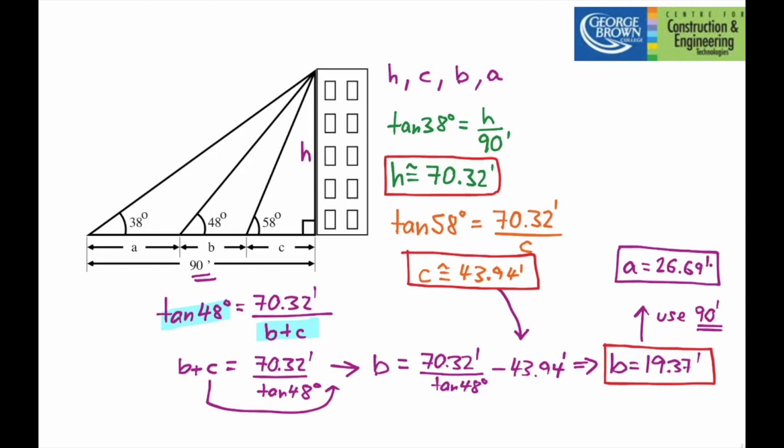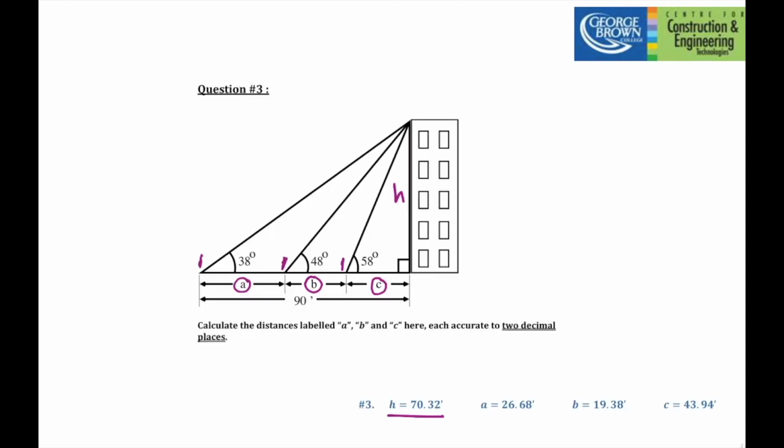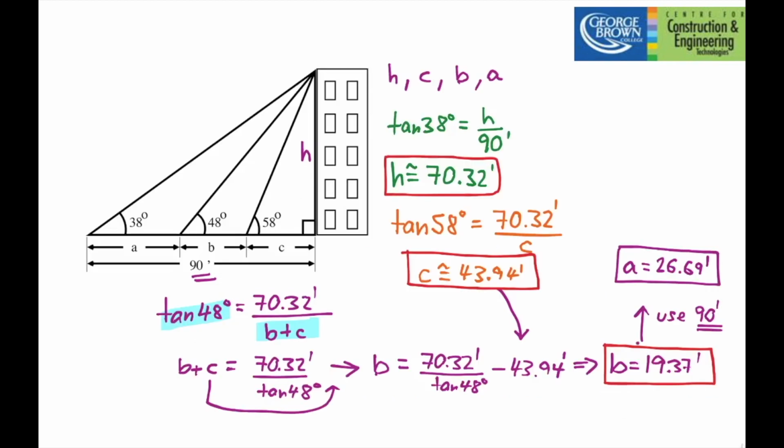So 70, 26, 19, and 43. See? 70, 26, 19, and 43. Notice that it's a 38 here, and here it's a 37. Don't let that annoy you. The reason is that in my answer, I kept more digits in the intermediate calculations. So if your answer is off up or down by one number at the last digit, it's not a big deal to me. And I would definitely be very lenient in terms of marking such an error.